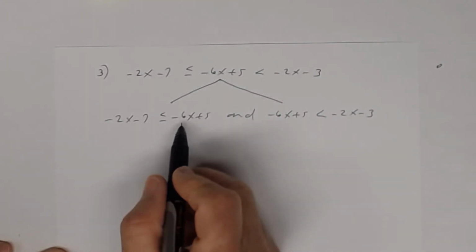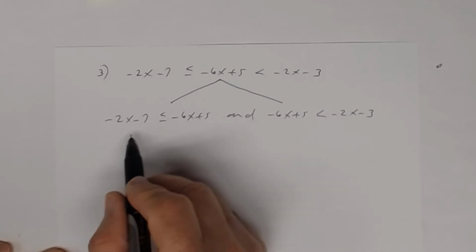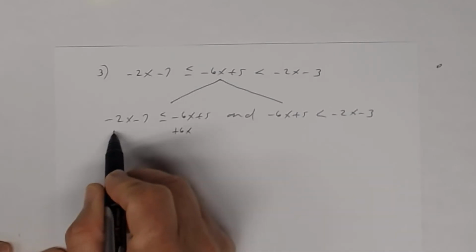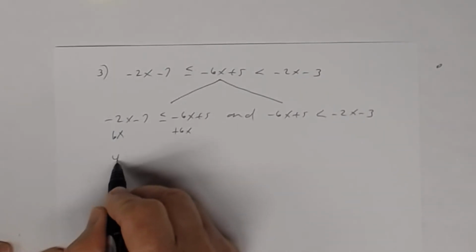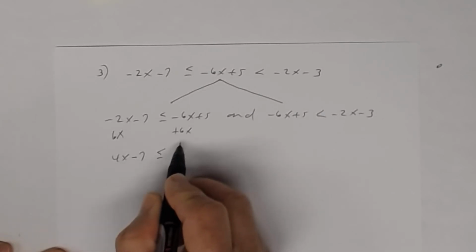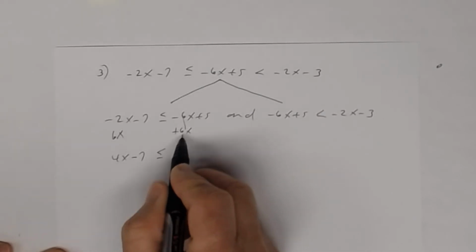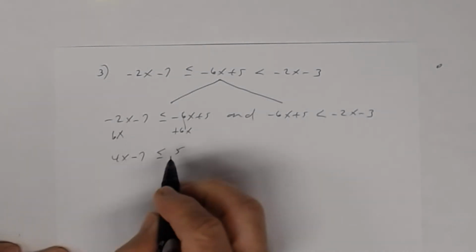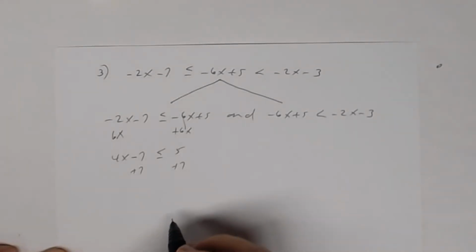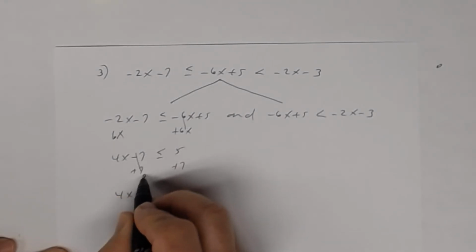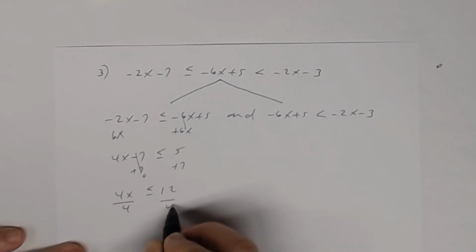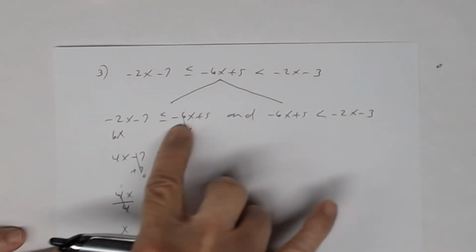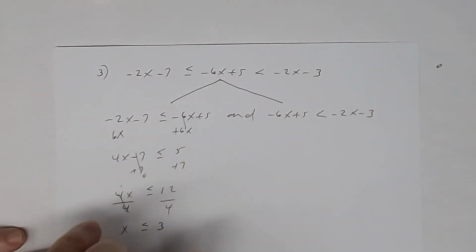So to make it easier, I'm going to add 6x to both sides. By adding 6x to both sides, I get this. Negative 2x and 6x is 4x, minus 7 is less than or equal to, and then we're left with 5. 6x and a negative 6x is 0. Adding 7 to both sides, I get 4x is less than or equal to 7 plus 5, which is 12. Dividing both sides by 4, I get x is less than or equal to 3. So any real number less than or equal to 3 is a solution to this simple inequality right here.